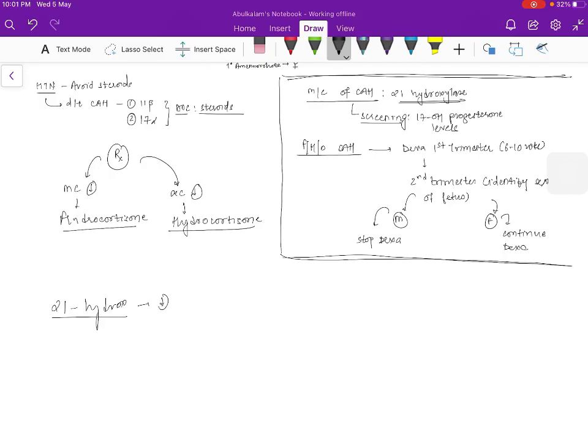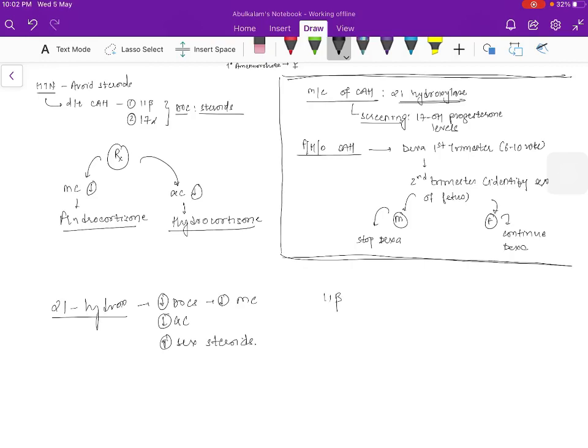What will happen to DOCS? DOCS will decrease, that is decreased mineralocorticoid. It will present with hypotension. Decreased glucocorticoid, it will present with hypoglycemia. Increased sex steroids, it will result in over-virilization in cases of males, and in females, it will result in male-like genitalia growth, right? Increased sex steroids.